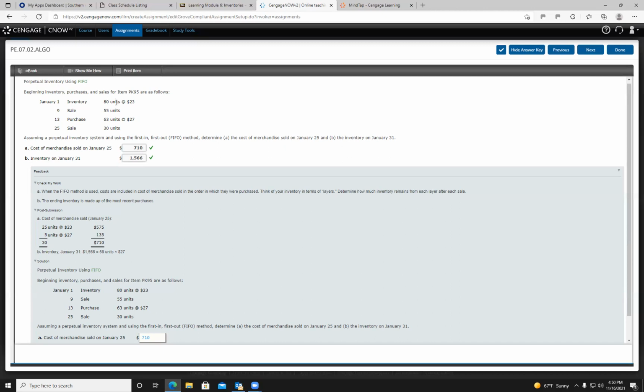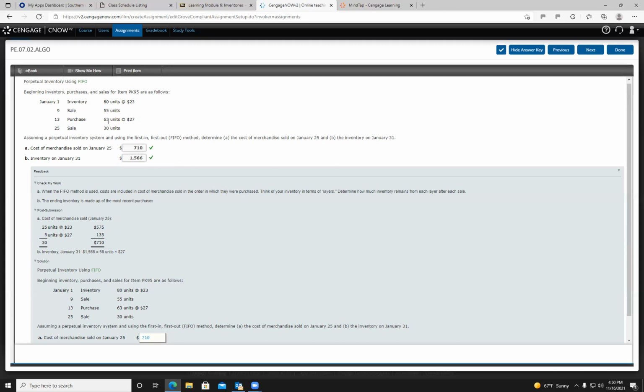So we went ahead and subtracted out the total of units that were sold out of this transaction. So we know there's 25 units left over at $23 a unit. So we pull that down and do that math. So 25 units times $23 equals $575.